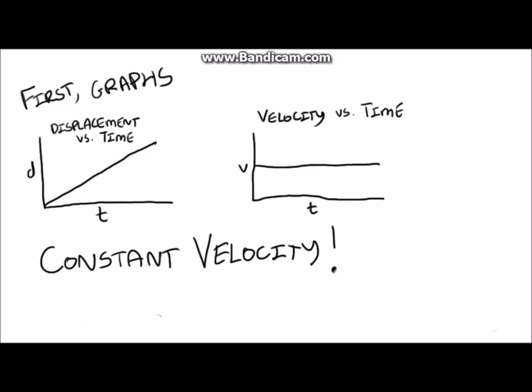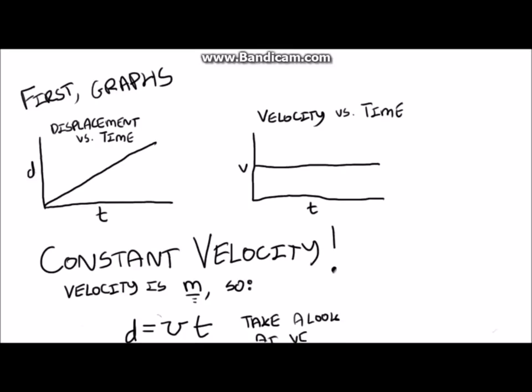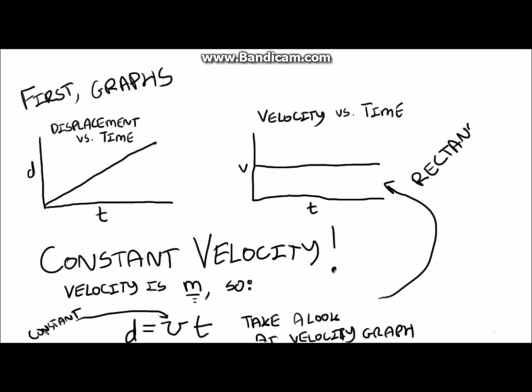Now, to find the equation of the displacement versus time graph, you just substitute velocity in for m, because velocity, again, is the slope. So, change in d equals v times change in t, as opposed to m times change in t. We just substituted in the v for the m. Now, take a look at the velocity graph. This is very cool. So, it's a rectangle, right? V is constant, and t is the base.